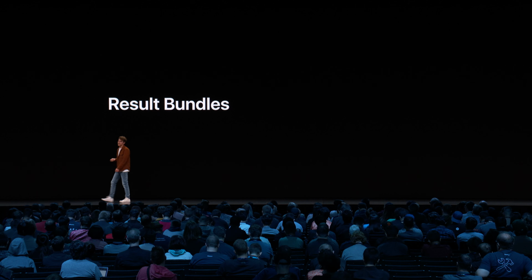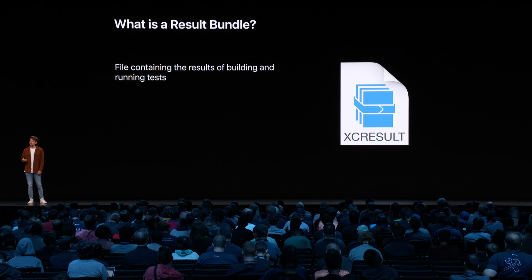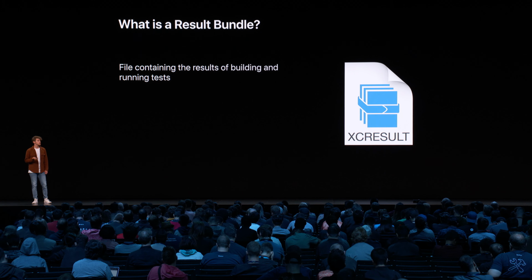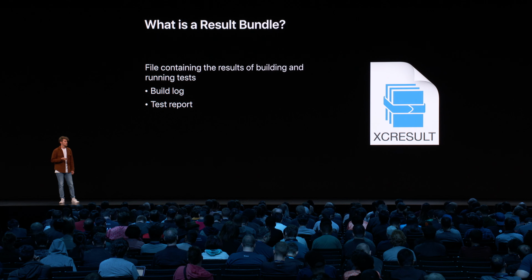We have some really exciting stuff to share with you about result bundles this year. First off, what is a result bundle? A result bundle is a file produced by Xcode containing structured data describing the outcome of building and running your tests. It contains assets such as the build log, revealing which targets and source files were compiled, the test report, showing you which tests passed and failed, the code coverage report, revealing which code was covered by the tests that ran, and any test attachments that were created by the tests using XCTest attachment APIs.